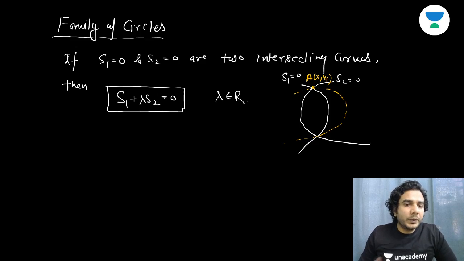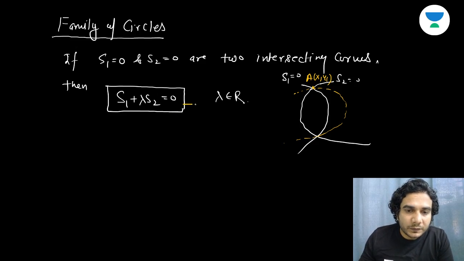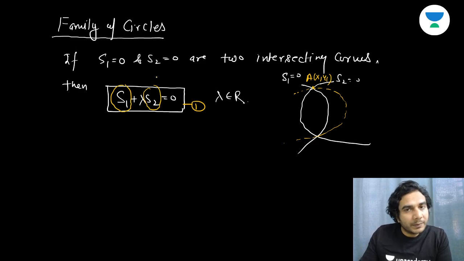Similarly, if you put this point in this new equation, which is S1 plus lambda S2, this point will also satisfy this equation because S1 will become 0 as well as S2 will become 0. So that means S1 plus lambda S2 will also be 0. Hence we can say that all the points of intersection of S1 and S2 will satisfy this new curve which we have written in this form, S1 plus lambda S2. So I hope now this point is clear.